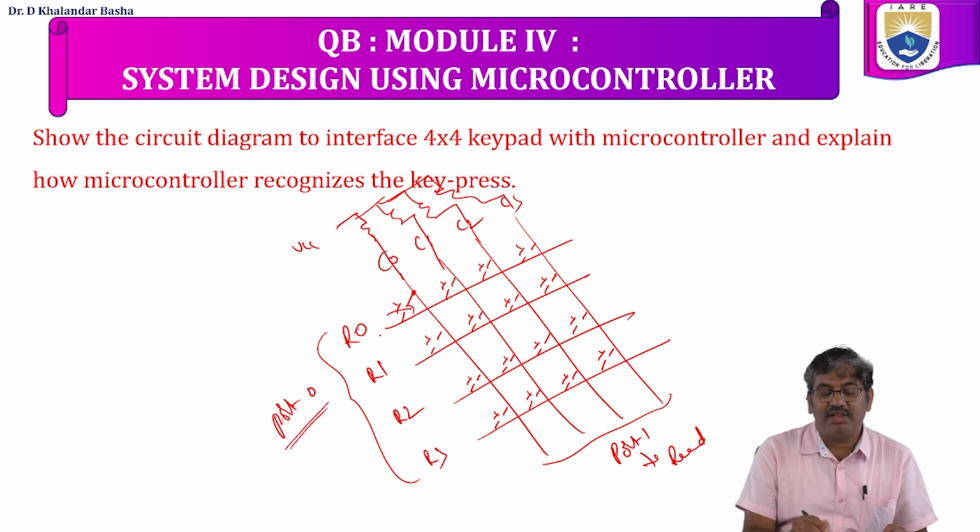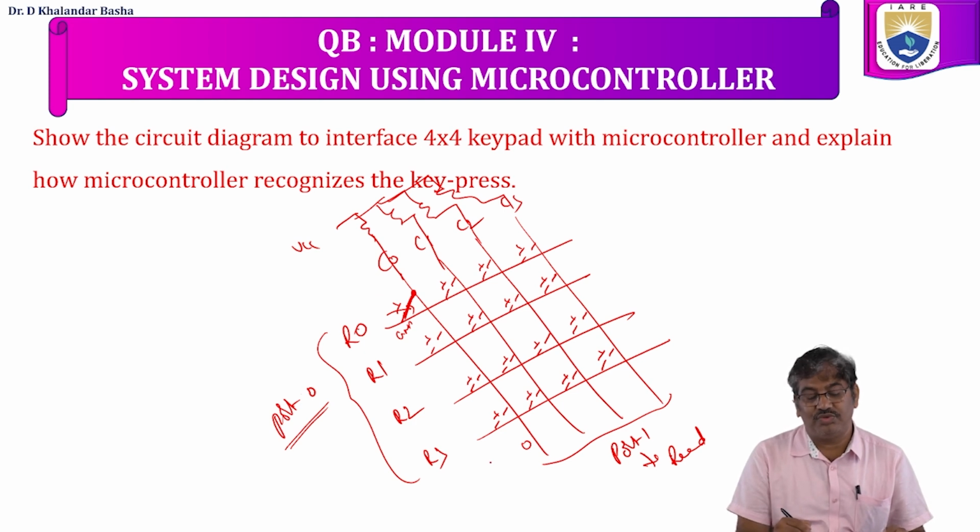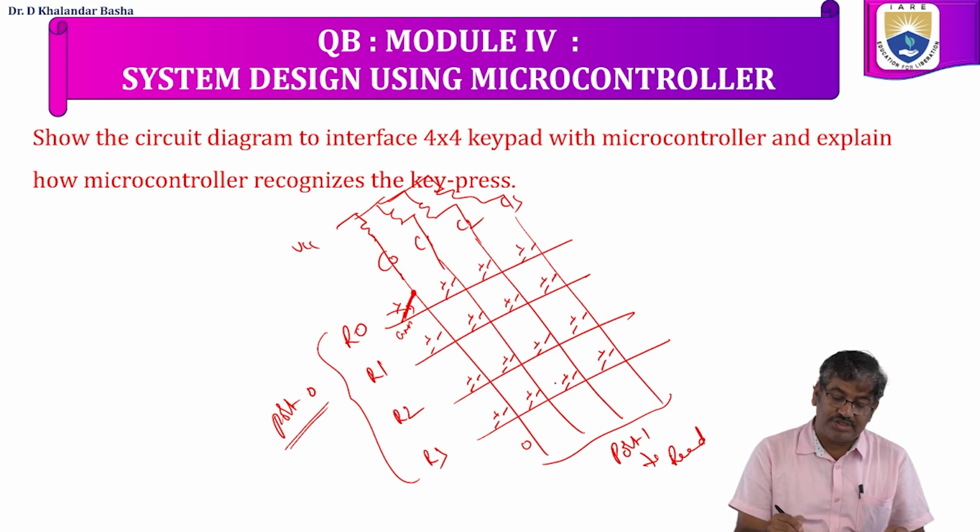First we'll pass all the values as zeros on this port. So whenever any switch is closed, this point will be connected to ground. Whenever you read this column, here it is pulled to ground, so this will be read as 0. It indicates that one of the switches present in column 0 has a key which is pressed. Suppose none of the keys is pressed, it is going to be read as 1.